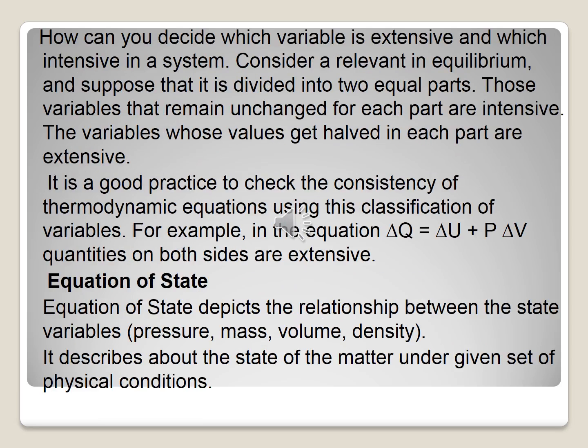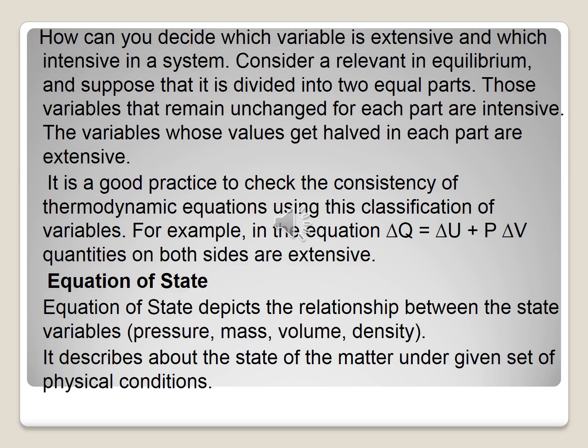How can you decide which variable is extensive and which is intensive in a given system? Consider a relevant system which is in equilibrium and suppose that it is divided into two equal parts. Those variables that remain unchanged for each part are intensive variables, and those variables whose values get halved in each part are called extensive variables. You know that internal energy, volume, total mass, etc. are extensive variables, and pressure, temperature, and density are intensive variables.